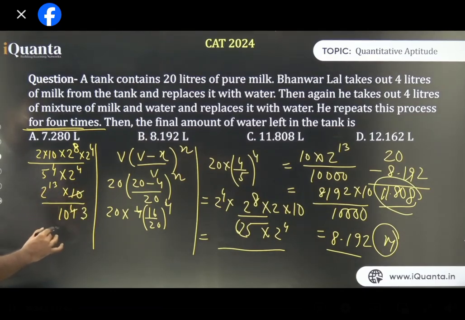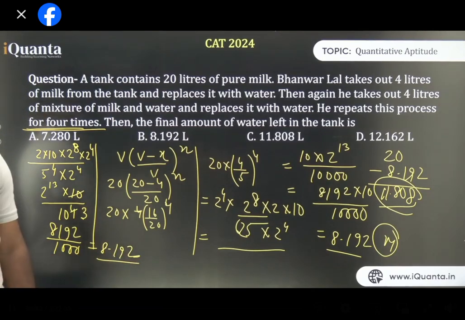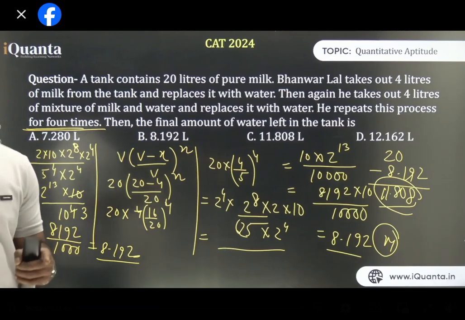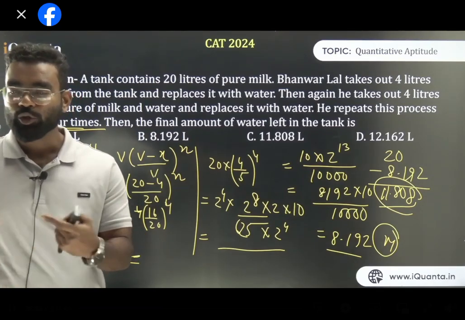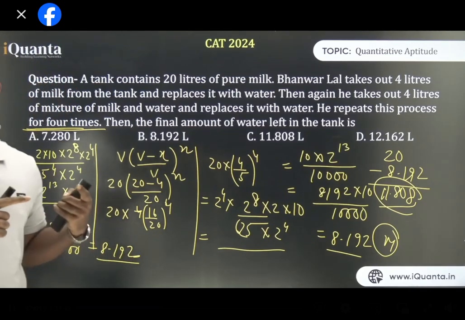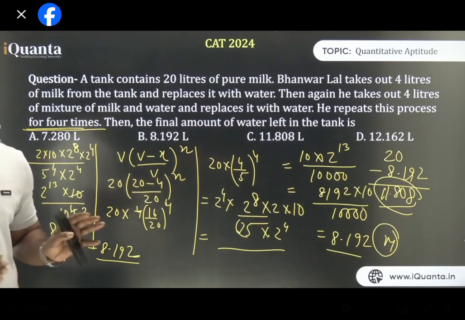And what is 2 to the power 13? It is 8192 upon 1000. So the answer is 8.192. So this is the calculation part. Answer is C, guys, because B is basically nothing but the amount of milk. But the question is, what is the amount of water? So 20 minus 8.192 is basically 11.808. So this is how you can solve this type of question.